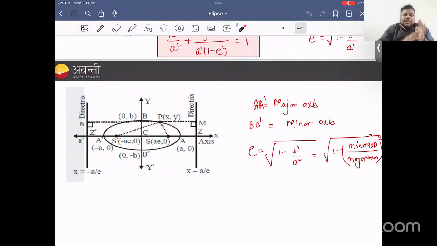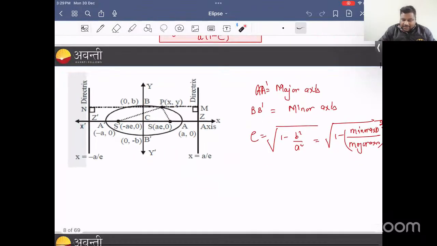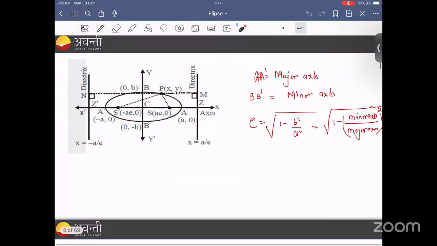So in that case, this equation of the ellipse intersects the x-axis at (A, 0) and (minus A, 0). They are called the ends of the major axis. Now (0, B) and (0, minus B) are called the ends of the minor axis. So the length of the major axis is 2A, the length of the minor axis is 2B. Eccentricity E is under root of 1 minus B square upon A square, that is 1 minus (minor upon major) whole square.